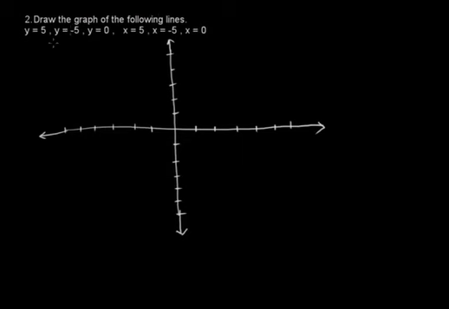Let's learn how to draw the graph of the following lines: y equals 5, y equals minus 5, y equals 0, x equals 5, x equals minus 5, and x equals 0. Suppose these are the two axes, x-axis and y-axis. This is the positive direction of x, this is the negative direction of x. This is the positive direction of y and this is the negative direction of y.